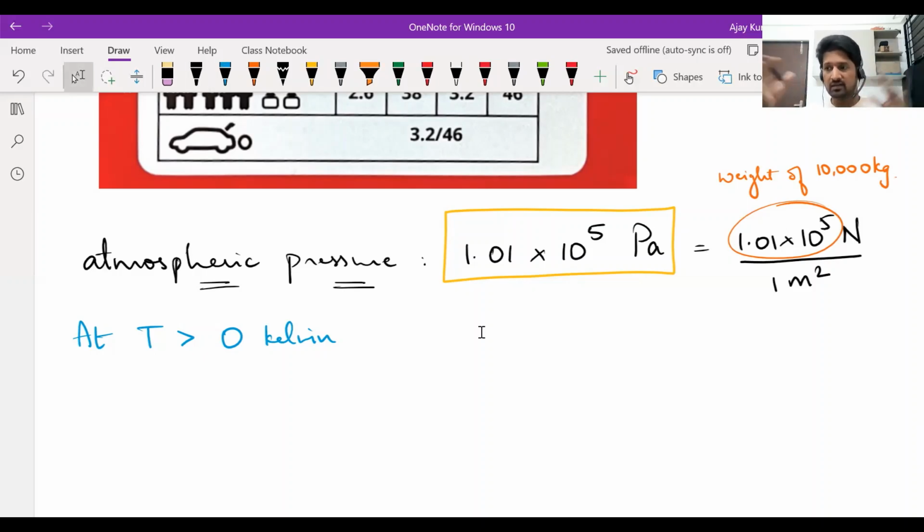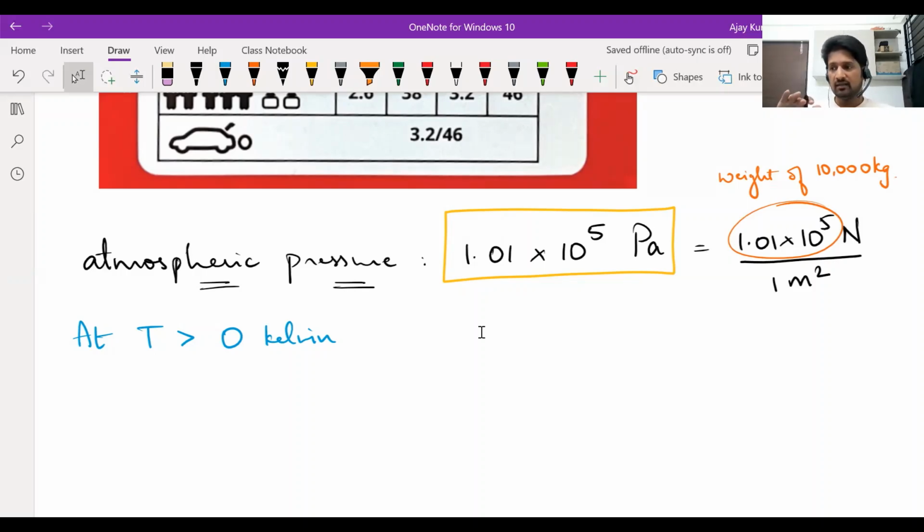Gas molecules are always moving around randomly. They don't even have a particular direction of motion. It's not like they want to go down because of gravity. Gas goes against gravity also. You open a container, gas will escape. Liquid cannot do that. Liquid cannot go against gravity on its own, but gas can. That is because gas molecules are moving around randomly.